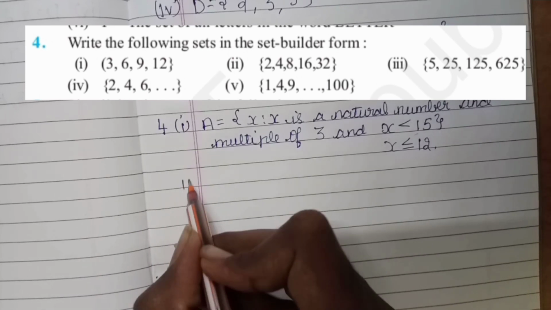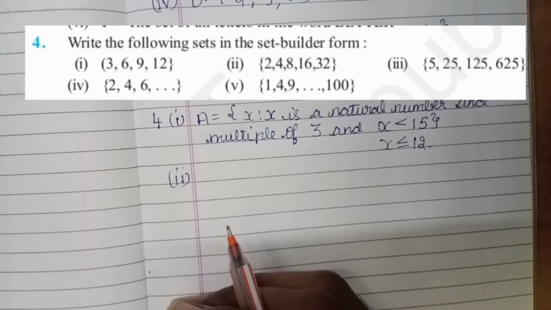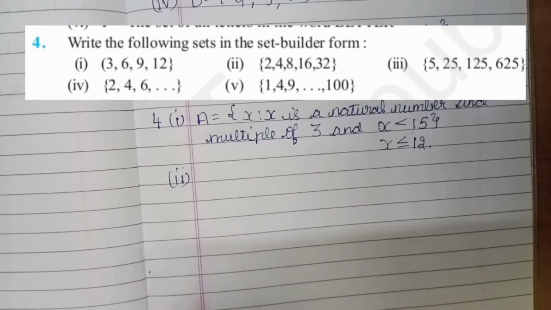Okay, we'll move to the second sub question: 2, 4, 8, 16, 32. After reading the elements of the set, you know these are natural numbers, and here we can easily note that the given set is made of powers of 2. 2 to the power of 1 is 2, 2 to the power of 2 is 4, 2 to the power of 3 is 8, 2 to the power of 4 is 16, 2 to the power of 5 is 32. So it is a power of the number 2. We'll write it.